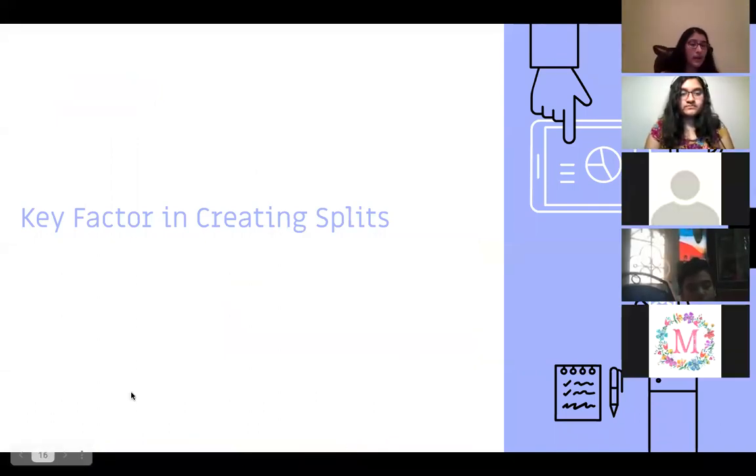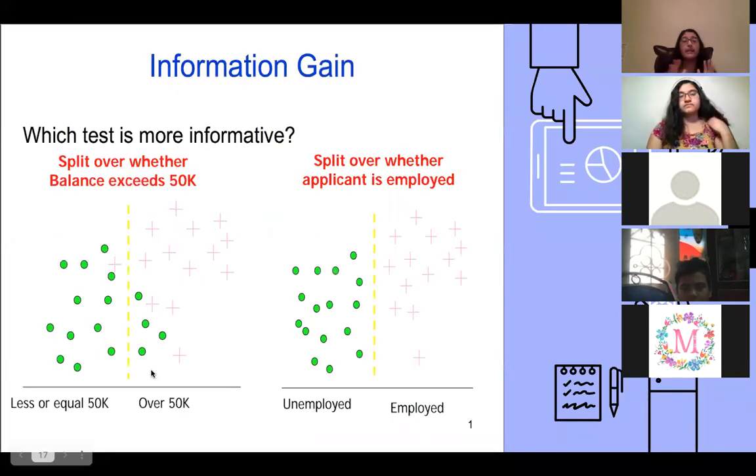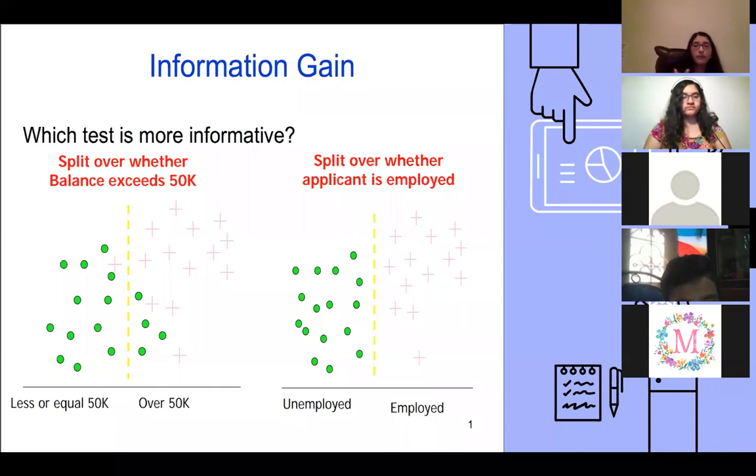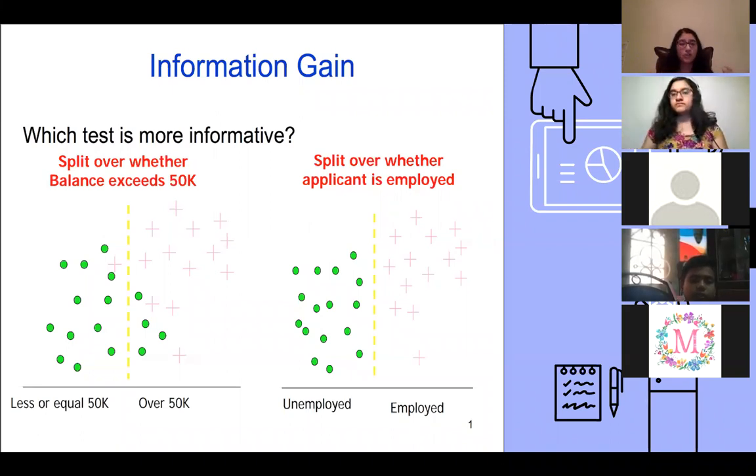All right, so now for our next aspect of decision trees is the key factors in creating splits. As Neha mentioned before, information gain is one of the most important things to understand in decision trees. This is a great graphic on this topic here. Information gain is essentially this: when you split between a certain thing, you want to make sure that you're actually gaining some information from it, right? You want to make sure you're actually learning something from it.